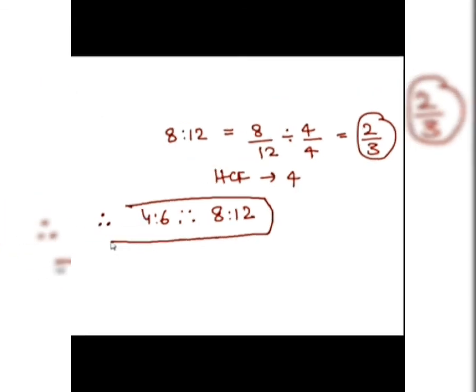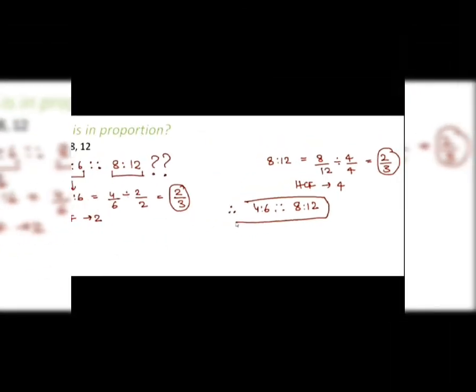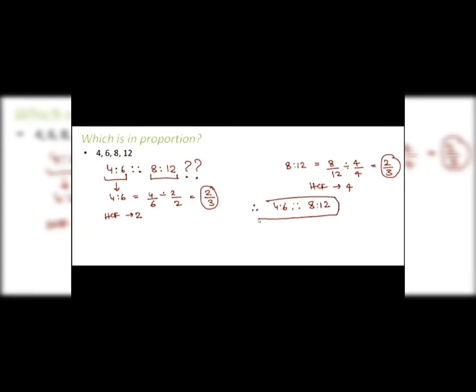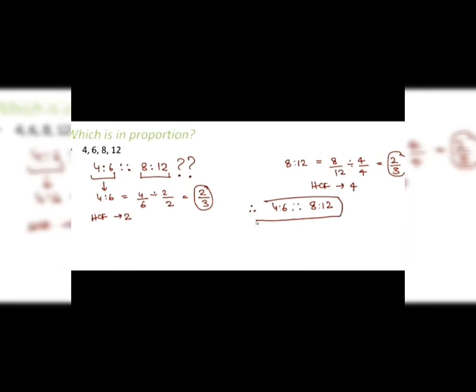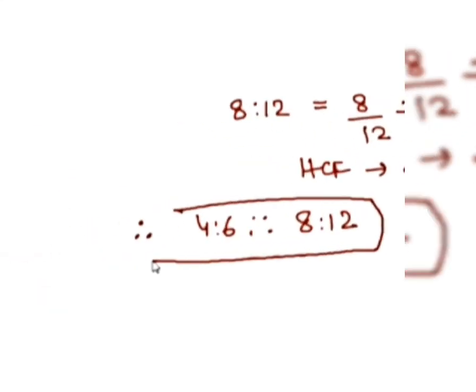So here the value is 2 by 3, and here it is also 2 by 3. So I am getting the same values, right? So the ratios are equal. Both the ratios, 4 is to 6 as well as 8 is to 12, refer to the same ratio, 2 is to 3, 2 by 3, right? So that means they are equal. Okay? Therefore, we can say that 4 is to 6 is proportional to 8 is to 12, okay? So yes, this is in proportion, okay?